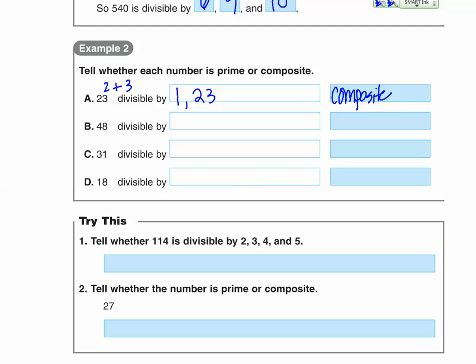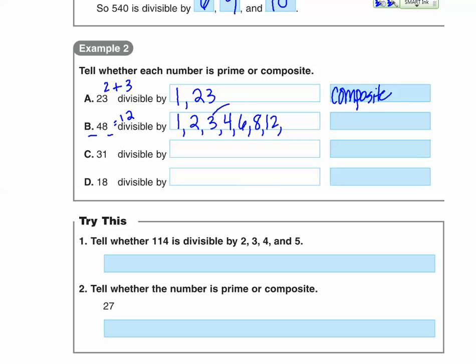Take a look at B. Let's think of all the numbers that go into B. Well, obviously 1 does. 2 does as well because it's an even number. If I add up the digits, 4 plus 8 equals 12. Does 3 go into 12 evenly? It does. So I know 3 does. I know 4 does because of our math facts. I also know that 6 and 8 go into it because of our math facts. I know 12 goes into it, once again, because of our math facts.